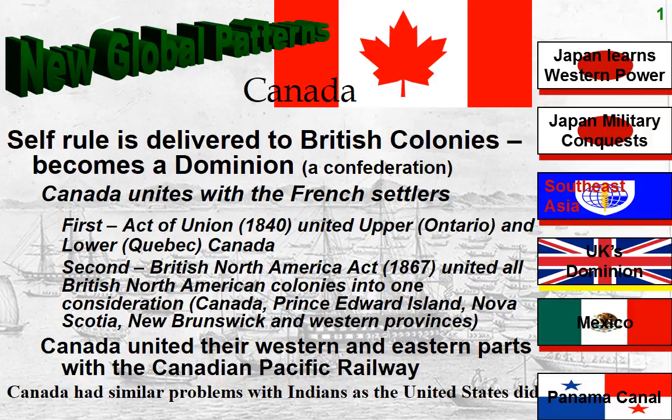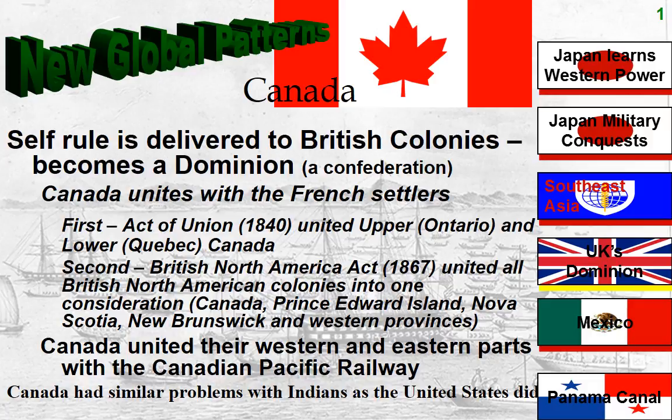Now, also in 1867, this would be after the American Civil War, the British North America Act united all the different colonies in British North America, what we would call Canada, into one consideration. So Canada, which was Ontario and Quebec, united with Prince Edward Island, Nova Scotia, New Brunswick, and also the western provinces, such as Manitoba, British Columbia, Alberta. Those provinces also all became one united area.